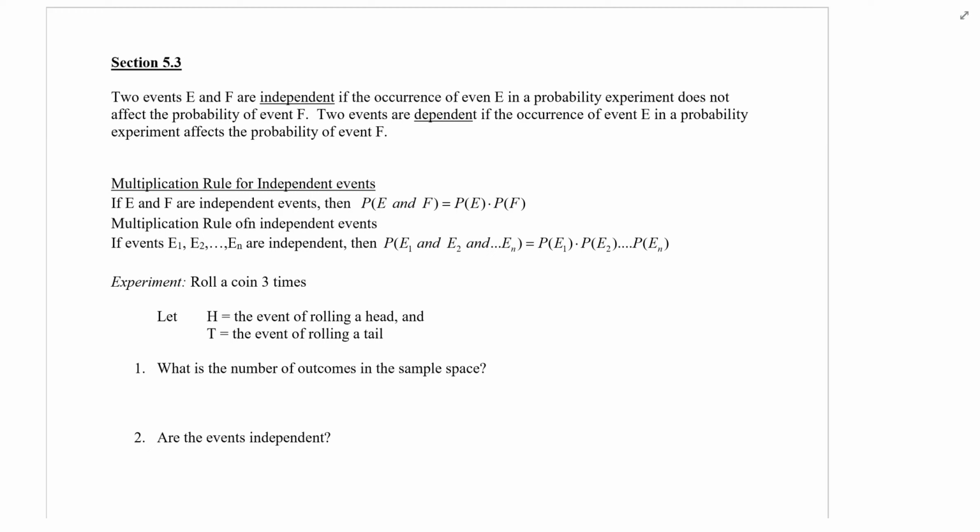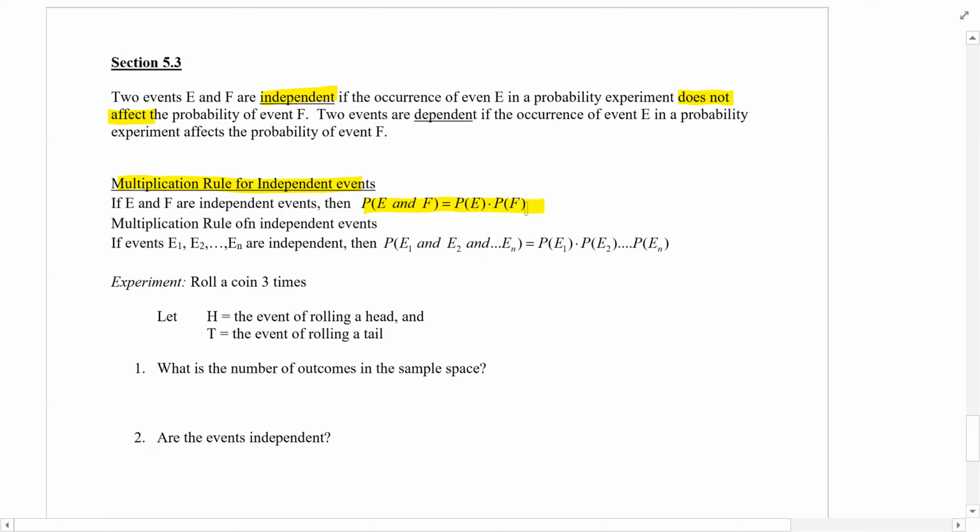Let's review section 5.3 a little bit. Two events, E and F, are independent if the occurrence of event E in the probability experiment does not affect or alter the probability of F. Two events are dependent if the occurrence of event E in a probability experiment affects the probability of F. So when two events are independent, we can use the multiplication rule. Let's say E and F are independent, then P of E and F is equal to P of E times P of F.